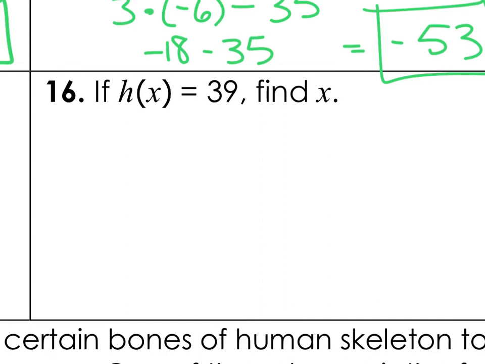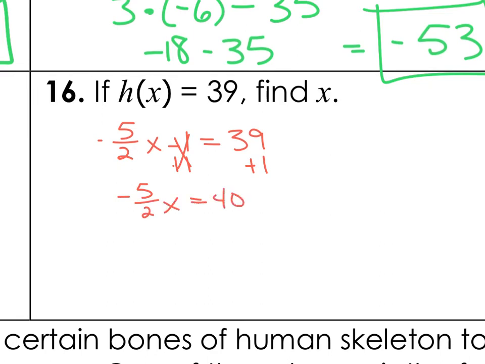So on number 16, it's h of x. H of x is negative 5/2 x minus 1. And then that function is equal to, this thing is telling us it's equal to 39. So we're going to solve it. So we're going to add 1 first, and that gives us 40. So you get negative 5/2 x equals 40. And then to undo this, you need to multiply by negative 2/5. Okay, so both sides times negative 2/5. Remember, when we have a fraction out in front, we multiply by the reciprocal, and that gives x by itself.